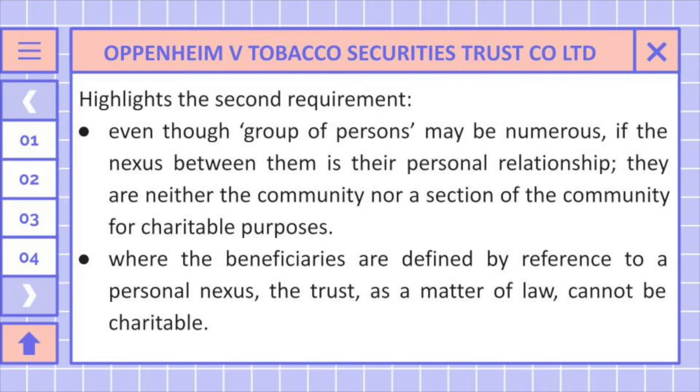The case of Oppenheim against Tobacco Securities Trust Company Limited. This case highlights the second requirement, which is no nexus between the donor and beneficiary. This case ruled that even though the group of persons may be numerous, if the nexus between them is their personal relationship to a single propositus or to several propositi, they are neither the community nor a section of the community for charitable purposes. Where the beneficiaries are defined by reference to a personal nexus, the trust, as a matter of law, cannot be charitable.